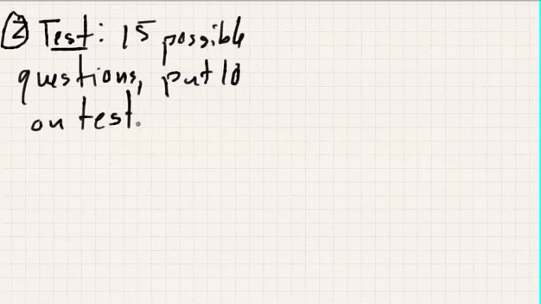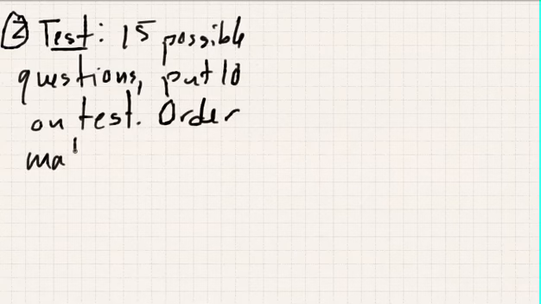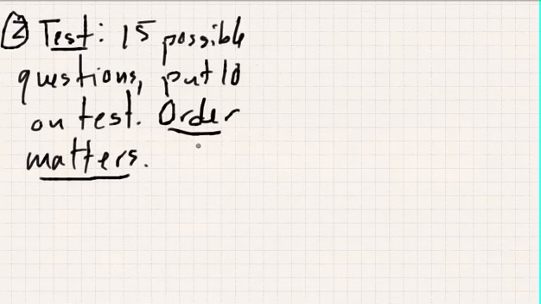And the thing is, the order matters when I make a test because I have to say what's problem number 1, problem number 2, and you get very different tests depending on how I arrange the questions. If I arrange them hardest to easiest, that feels a lot different to you than if I arrange it easiest to hardest. So the order matters in terms of how you're taking the test or how I print it up or whatever. So here I'm choosing 10 problems out of 15 total possible problems.